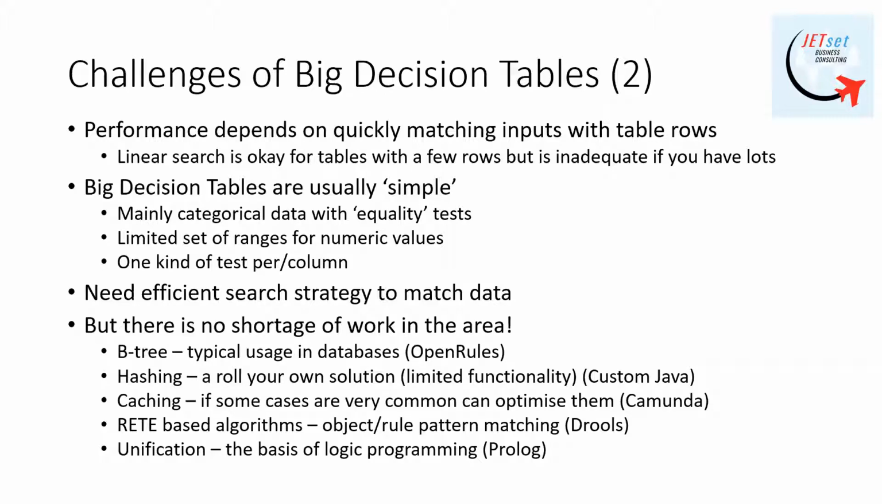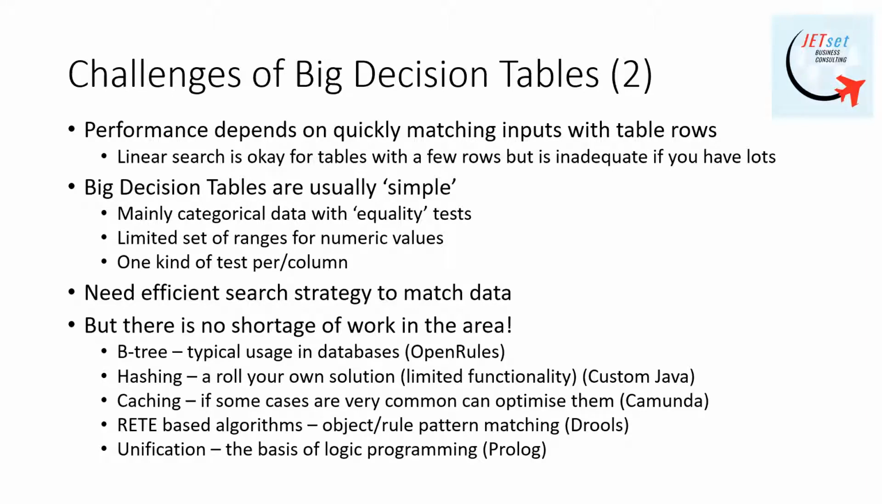But one of the things in our favor is that big decision tables tend to be quite simple. So we have categorical data where most of the time we're doing equality tests. And if we have numeric values, then we're typically doing fairly simple sorts of range tests. And typically we'll only have one kind of test per column. So while we need efficient search strategies, there is no shortage of work in those sorts of areas.